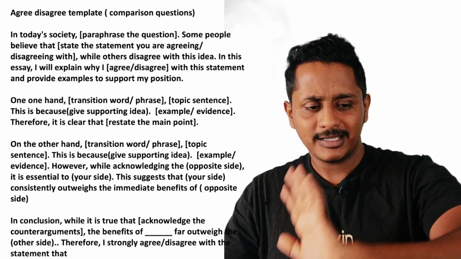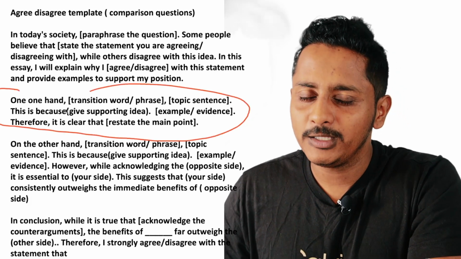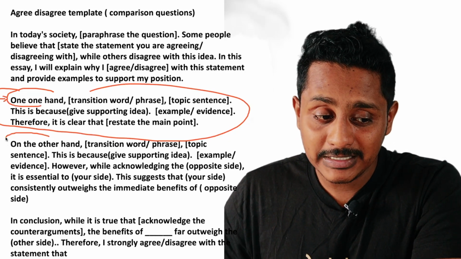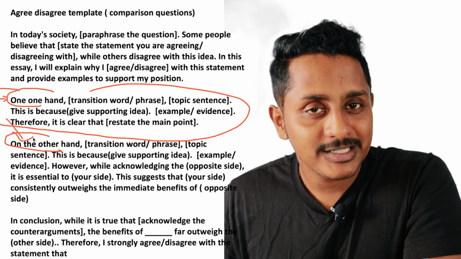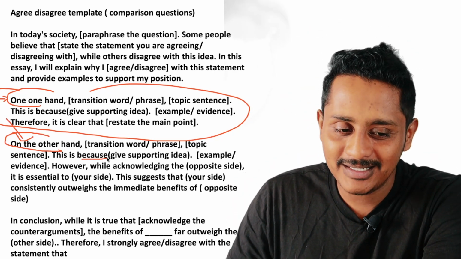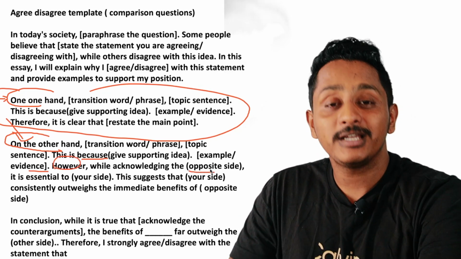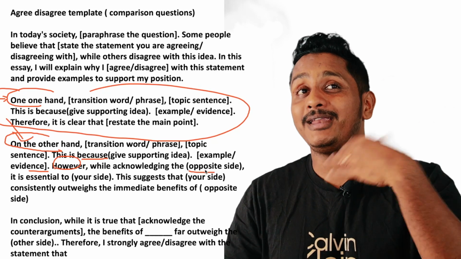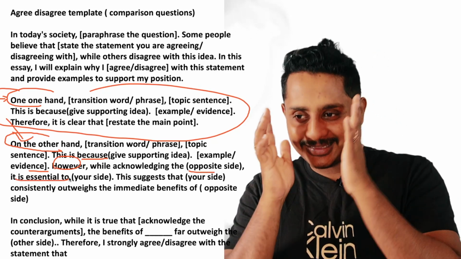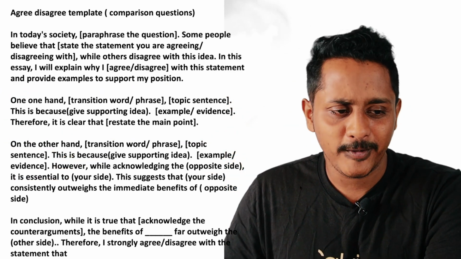I'll explain with an example, but pay more attention. This remains the same. In the previous template, we used the word firstly. Here you are using on one hand. In the previous template, here we used additionally. Here we are using on the other hand. On the other hand, topic sentence. This is because, however, while acknowledging the opposite side, I totally understand this could be better than that. But you are going to prove why this is the one. I'll explain you.